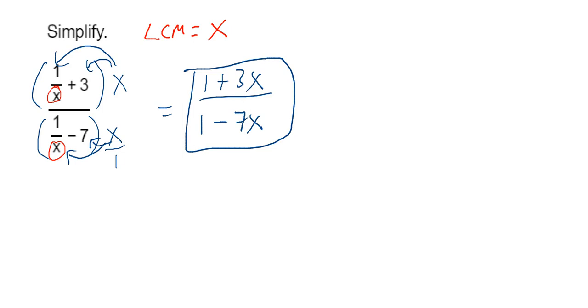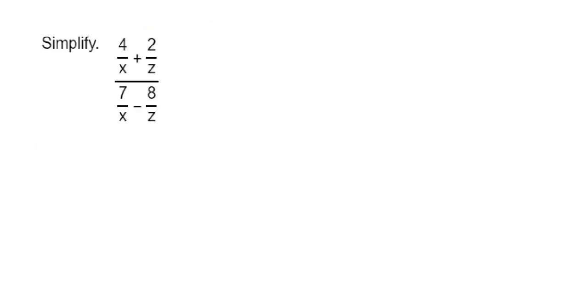All right, so that's, like I said, a lot easier when you're dealing with a variable than when you're dealing with numbers. Same thing here, right? So the first step is to find the LCM. I guess I'll do that over here since I don't really have room up here. For the LCM, we have x, z, x, and z.